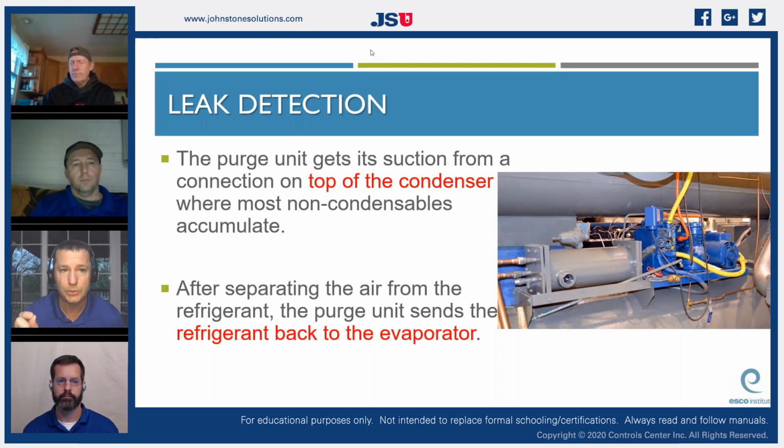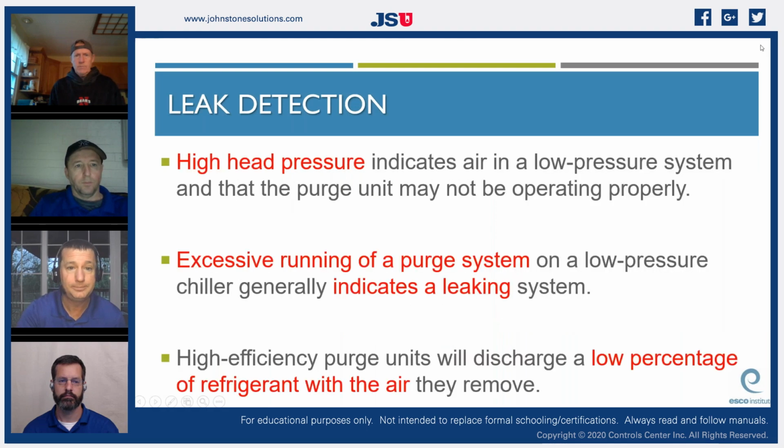So we are going to lose a fractional amount of refrigerant every time that purge unit is operating. And that's where the EPA steps in and goes, okay, anytime we have a release of refrigerant to the atmosphere, we have to take that very seriously, right? That's what we do. So the head pressure of the system indicates that air is in our system.